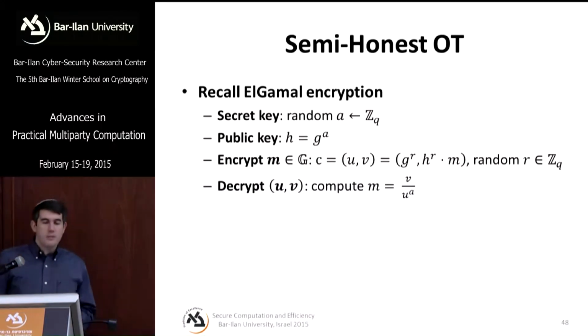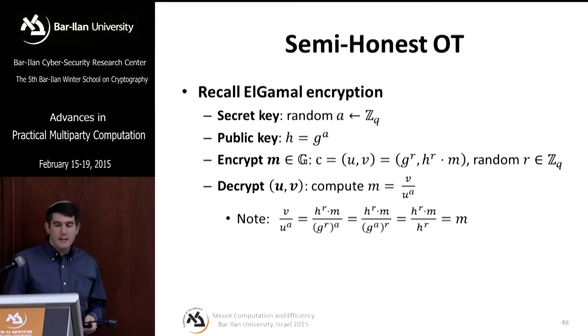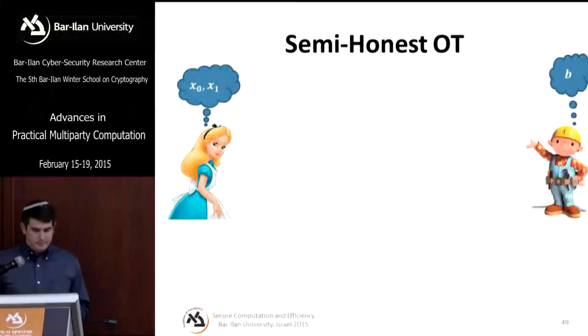In order to decrypt, you just compute V divided by U to the A. We know that V is H to the R times M, and U is G to the R, so you plug that in. Now you raise G to the R by A, which means you can just exchange those, but G to the A is H. So you get H to the R down the bottom, and they cancel out, and you're left with M. Okay, that's ElGamal encryption.